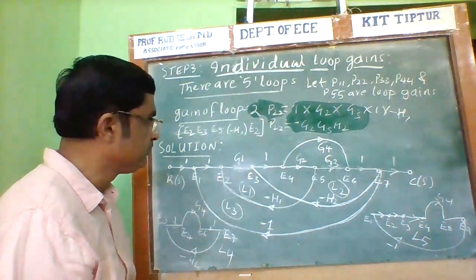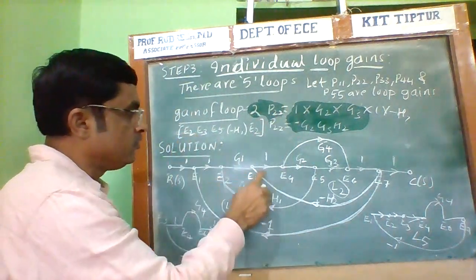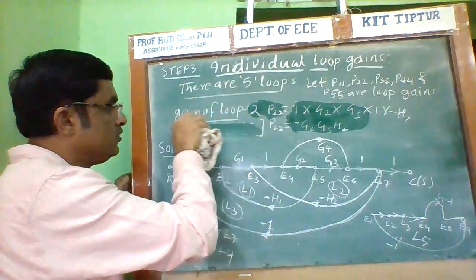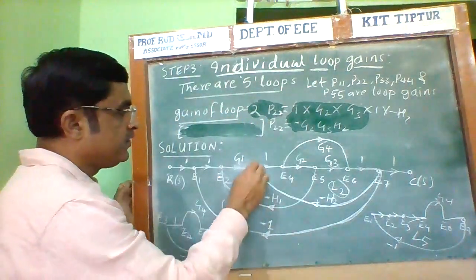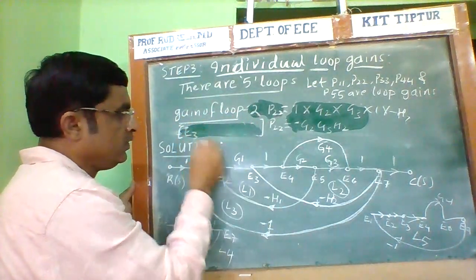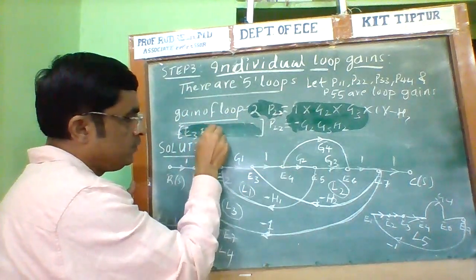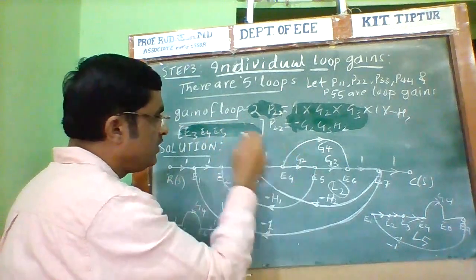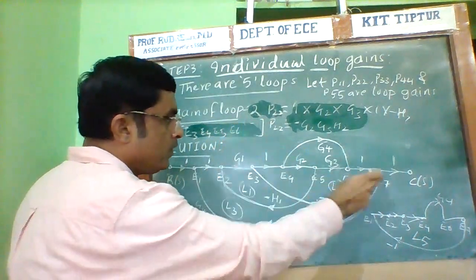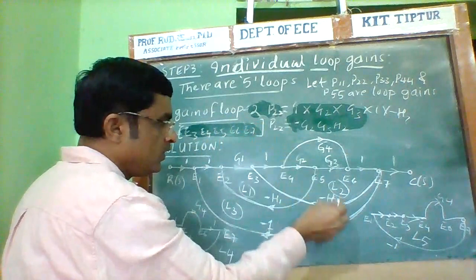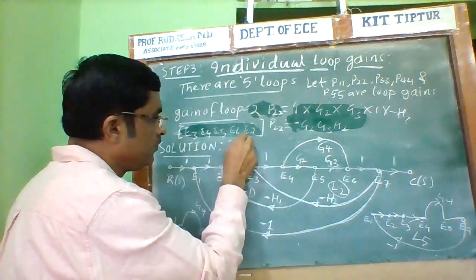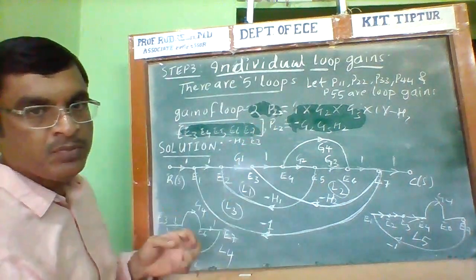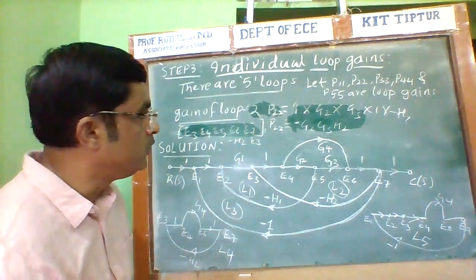Similarly, you should write the path also. Here, the loop starts from E3, goes to the E4 node, E5 node, then E6 node, and E7 node, via the minus H2, comes to the same E3 node. Now this is the path of the second loop.